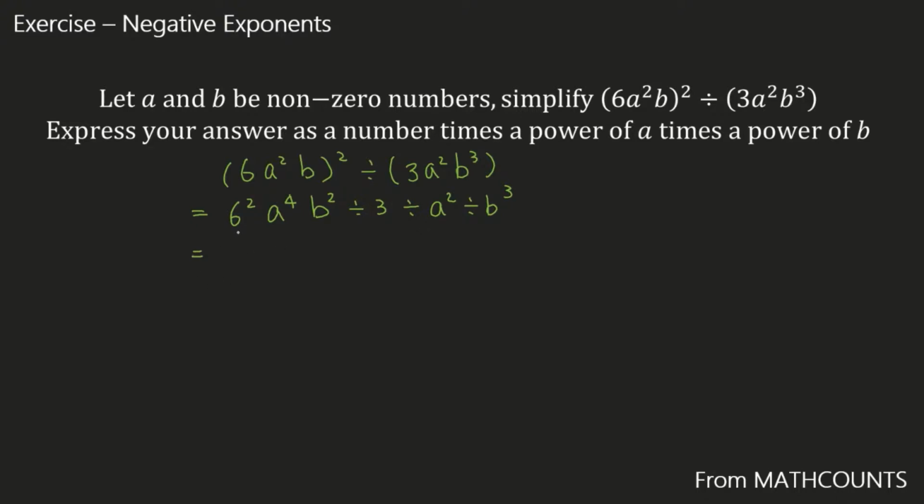Next, let's rewrite the 6 as 2 times 3. So the 3 term can be combined with this 3 right here. So 2 times 3 raised to the power of 2 is the same as 2 raised to the power of 2 multiplied by 3 raised to the power of 2. Then we have multiplied by a raised to the power of 4 and multiplied by b squared. Divided by 3 is the same as multiplying 3 raised to the power of negative 1. Next, we have divided by a squared, which is multiplying a raised to the power of negative 2. And last, we have multiplying b raised to the power of negative 3.